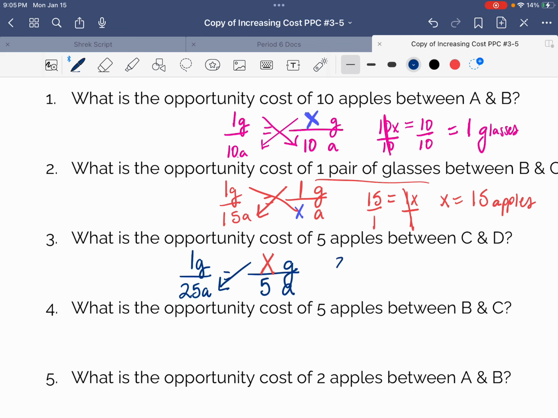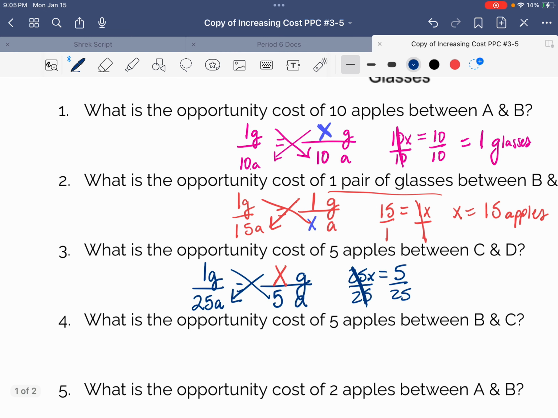25 times x is 25x. Set it equal to the other cross multiply. 1 times 5 is 5. Divide by what is next to the variable, 25. Divide by 25. 25 divided by 25 is x. It cancels out and leaves just x.